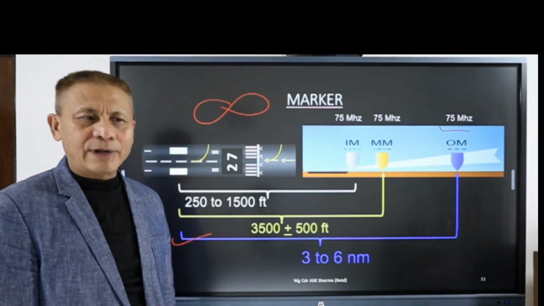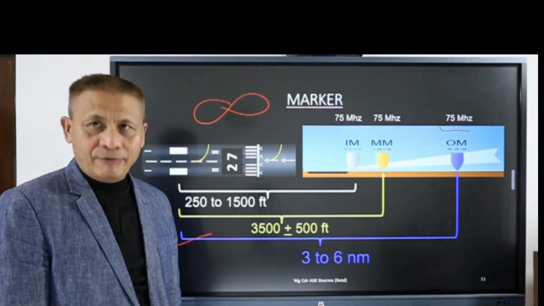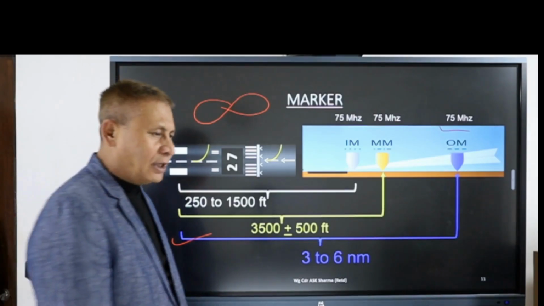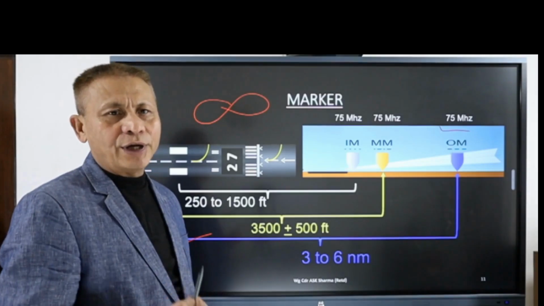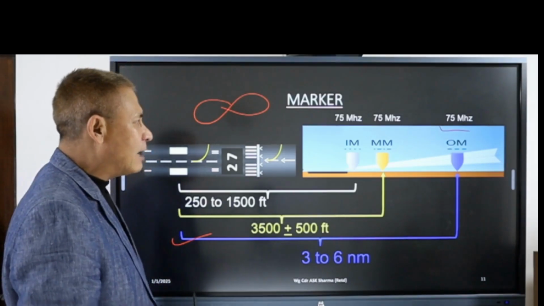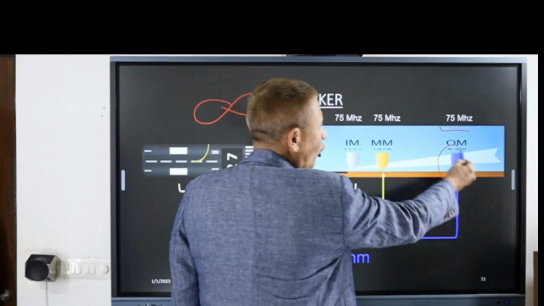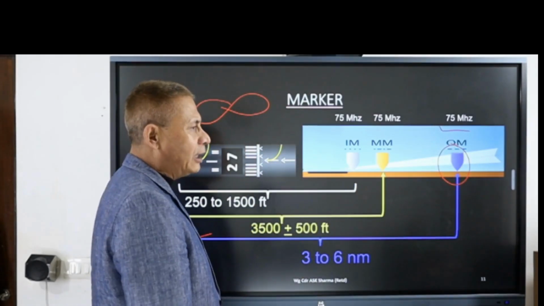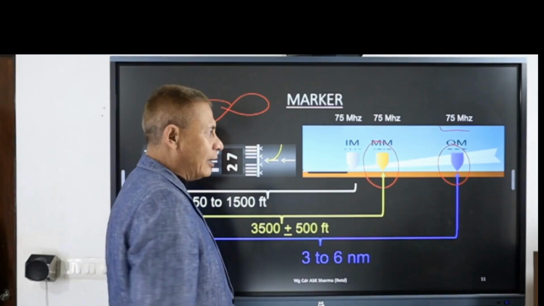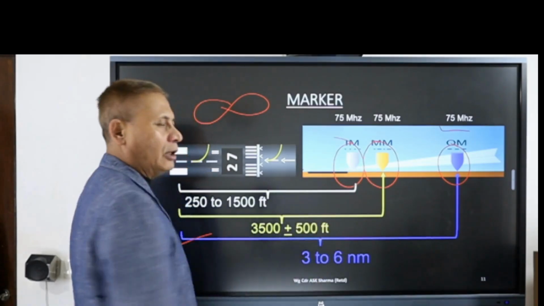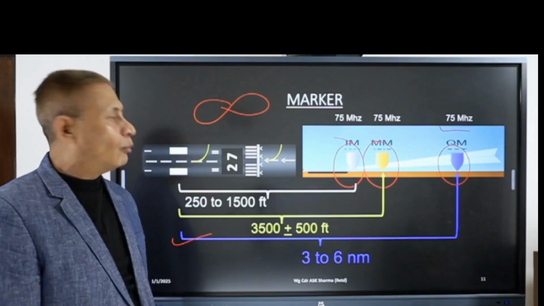Whenever the aircraft flies overhead, up to a maximum height of 6,000 feet above the marker, you will receive the signal, and the indication inside the aircraft will be in the form of 3 different lights. Whenever the aircraft flies over the outer marker, the light inside the cockpit will be blue in color. Over the middle marker, the indication will be yellow in color. Over the inner marker, the indication will be white in color.